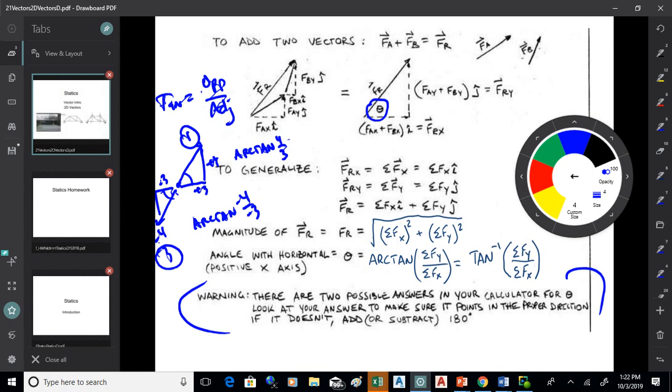Okay, so you got to watch this a little bit. You have to be the one who's deciding which quadrant it's in by looking at it. Okay, you all right with that? Okay.